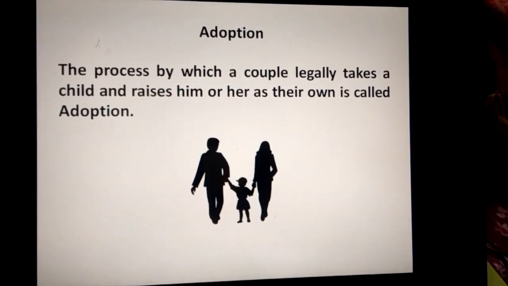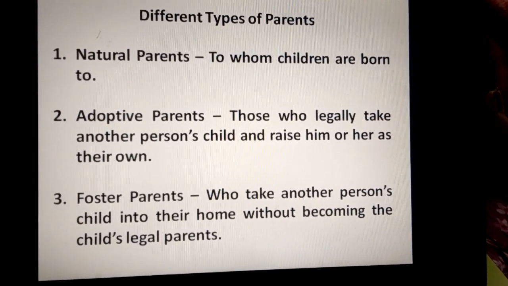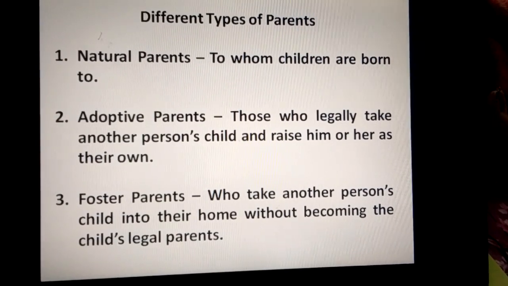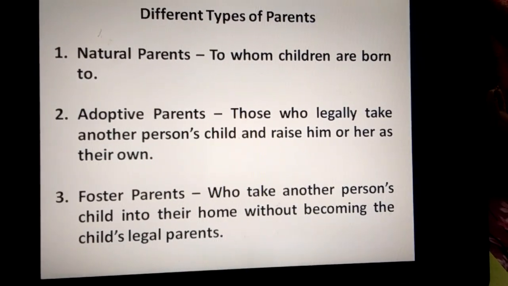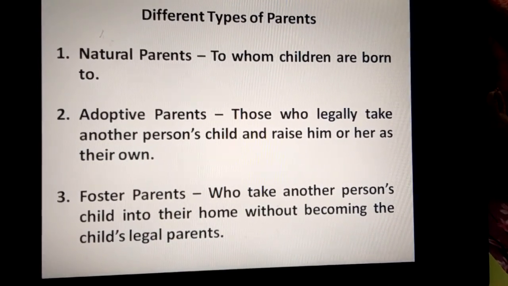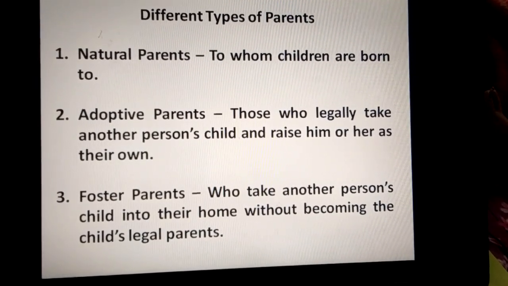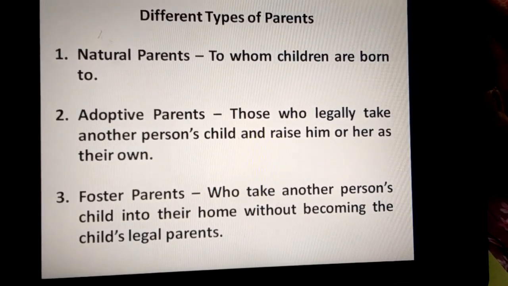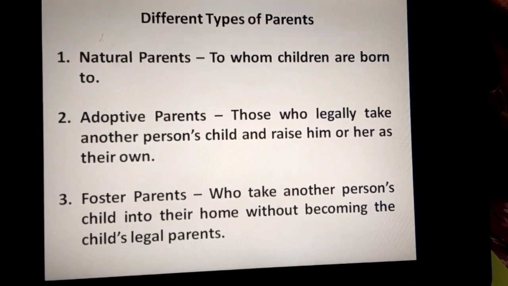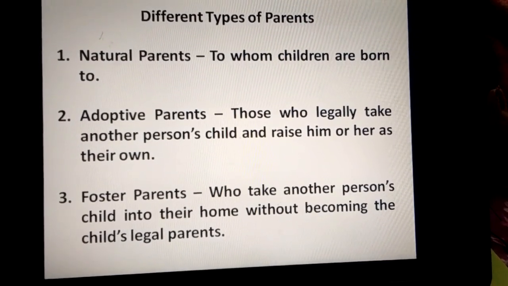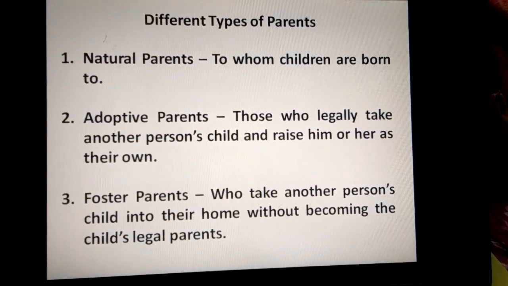Next topic is different types of parents. First, natural parents. Second, adoptive parents. Third, foster parents. Natural parents. Some children live with parents who they are born to. These parents are their natural parents. Adoptive parents. When a couple legally takes a child and raises him or her as their own, it is called adoption. The child is called an adopted child and the parents are called adoptive parents.